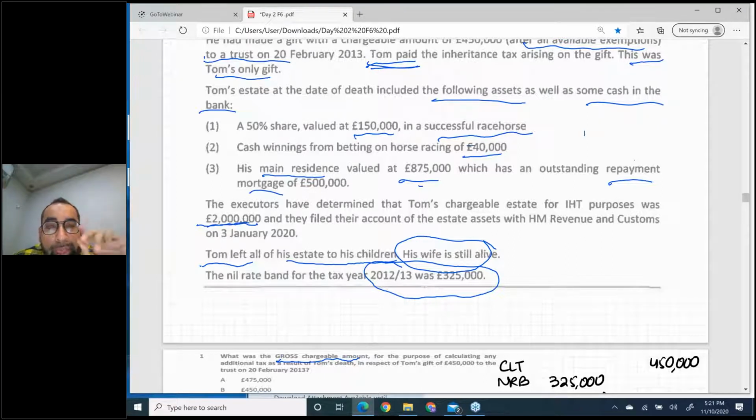Okay, so now make up your mind. I am going to calculate IHT on the death estate only, not on the CLT, only on the death estate. Okay, let's do it.